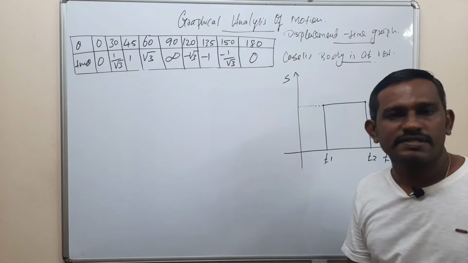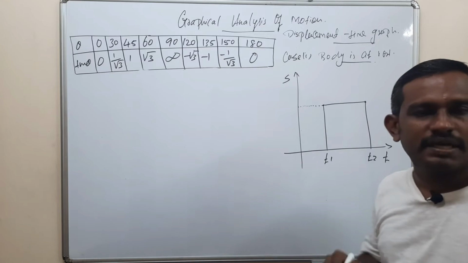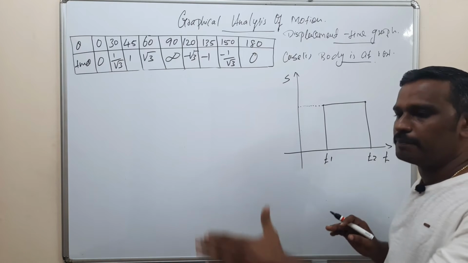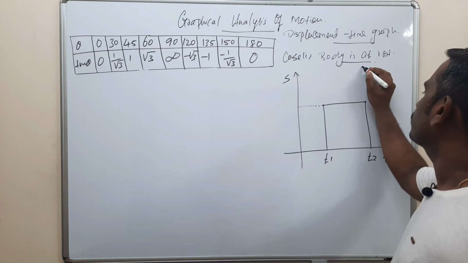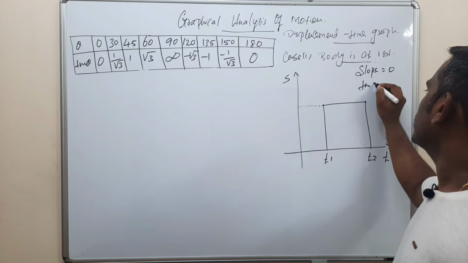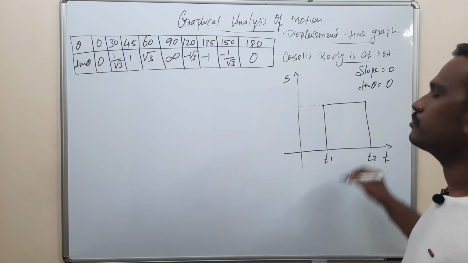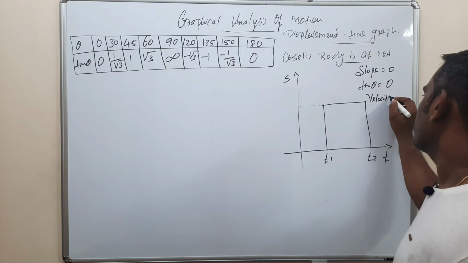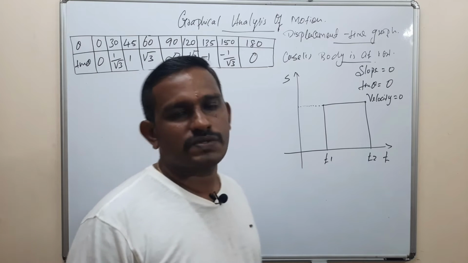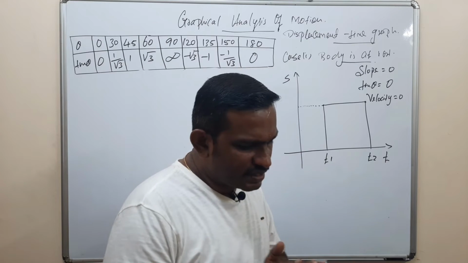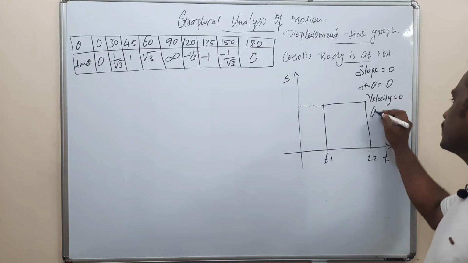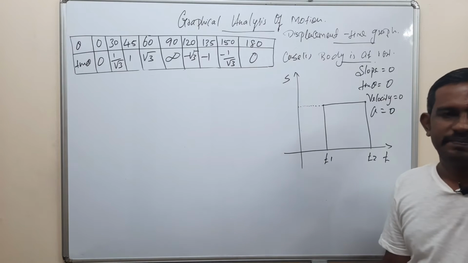So what is velocity? Velocity is nothing but the slope of the displacement time graph. So what is the slope of this graph? The graph is parallel to the x-axis, so slope is equal to 0. So tan theta is equal to 0, so velocity is equal to 0. The body is at rest, meaning the body is not changing its position, so velocity is 0. What about the acceleration? Acceleration is also 0. Okay, that is case 1.